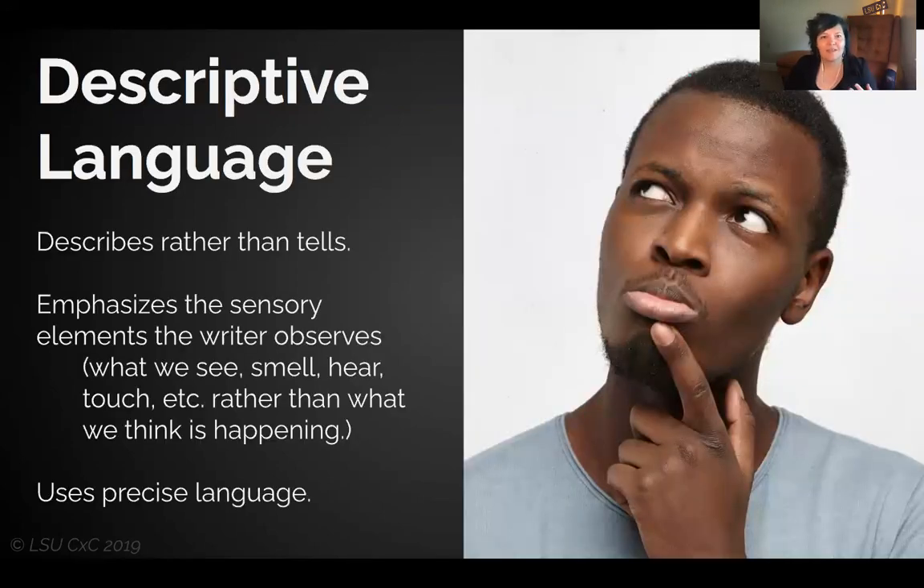Descriptive language is something that describes rather than tells. It emphasizes the sensory elements the writer observes, like what we're seeing, what we're hearing, what we're touching, what we're smelling, rather than what we think is happening. It's sensory. It's what we can actually document from observation. And then it uses precise language. It doesn't add extra stuff in there.